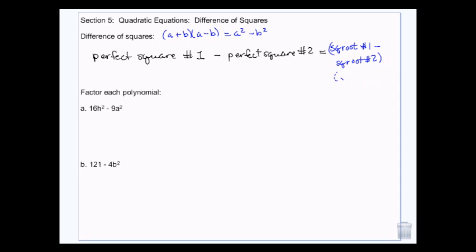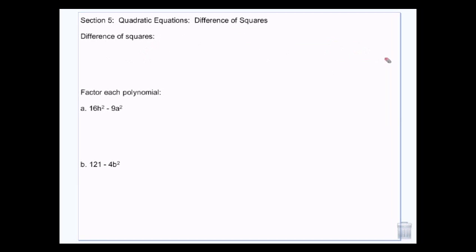And I just can't write it this way. It's not going to fit. So let me do it this way. Okay, I have a perfect square minus a perfect square, and what I get is a plus b, a minus b. So a being the square root of a squared, and b being the square root of b squared.